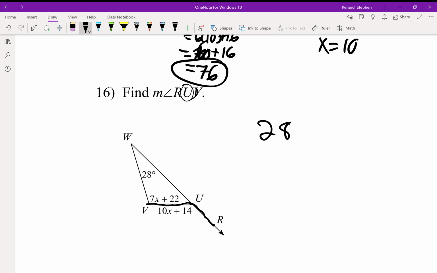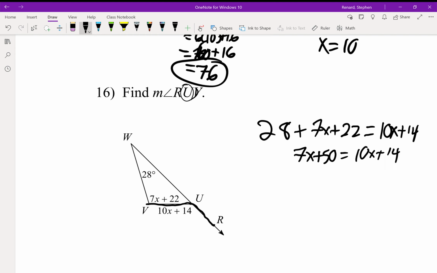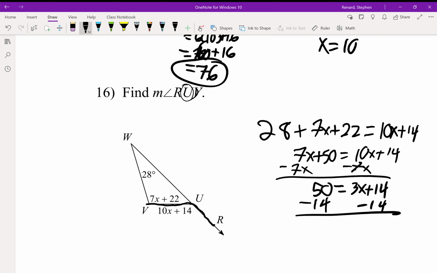So we know that 28 plus 7x plus 22 equals 10x plus 14. Combine like terms, we get 7x plus 50 equals 10x plus 14. Subtract 7x from both sides, and we get 50 equals 3x plus 14. Subtract 14 from both sides, and we get 36 equals 3x. Divide both sides by 3. We get x equals 12.